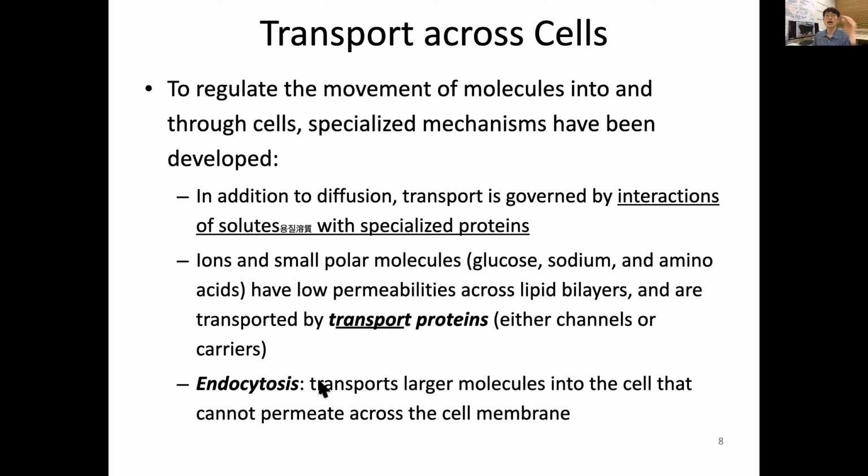And transporting larger molecules into the cell, that by themselves cannot permeate across the membrane, that phenomenon of invagination and engulfing of these molecules into the cells, we call endocytosis. Of course, the opposite is exocytosis.